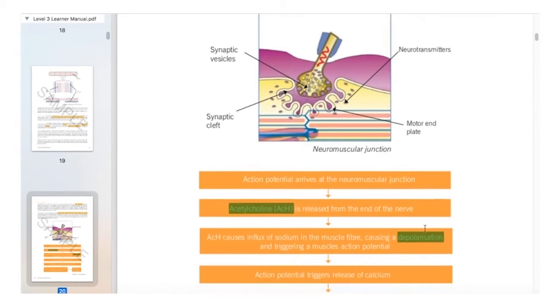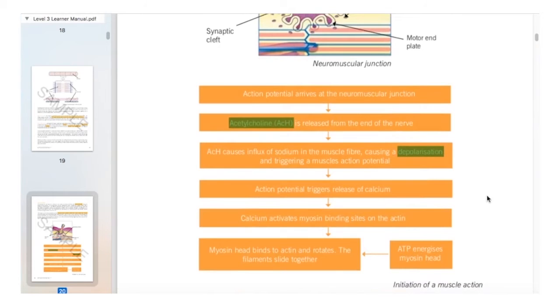And because of that there's something known as depolarization. Basically that means there's a change in charge, and because of that the calcium is then forced to follow the sodium. And once that happens, then we can have muscle contraction.